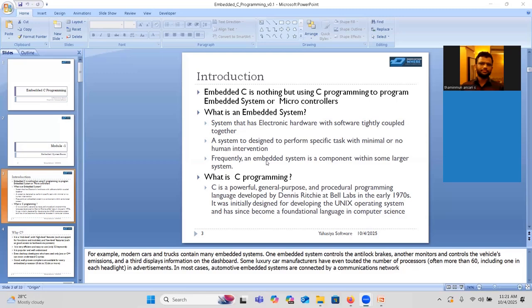You got it now. Do you understand the concept of an embedded system now, what it is, and why they call it an embedded system? Yes, sir. Right.